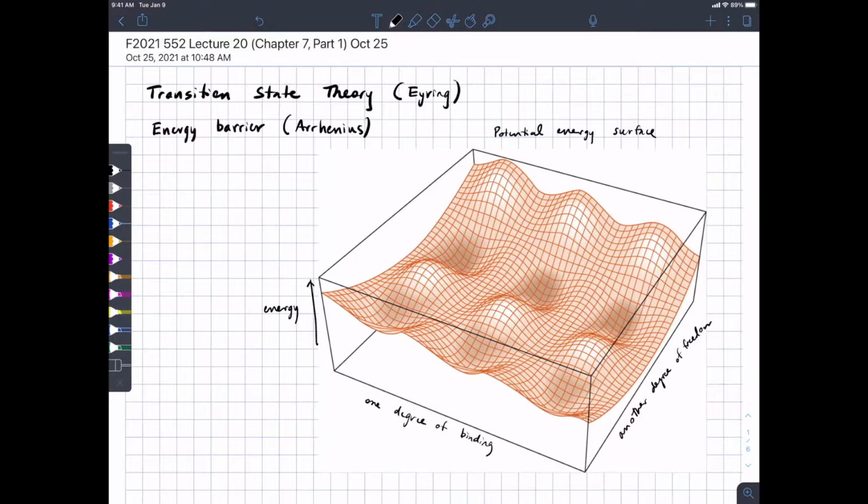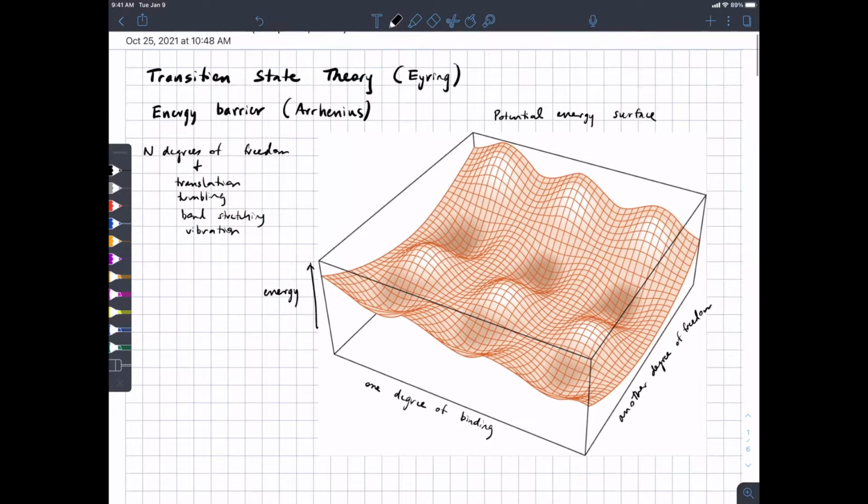In a molecule with n degrees of freedom, and that can be translation, meaning moving around in space. This can be tumbling. It can be bond stretching. It can be bond vibration. It can be bond angle distortions. If you have n degrees of freedom, your potential energy surface is going to have 3 times n minus 6 dimensions.